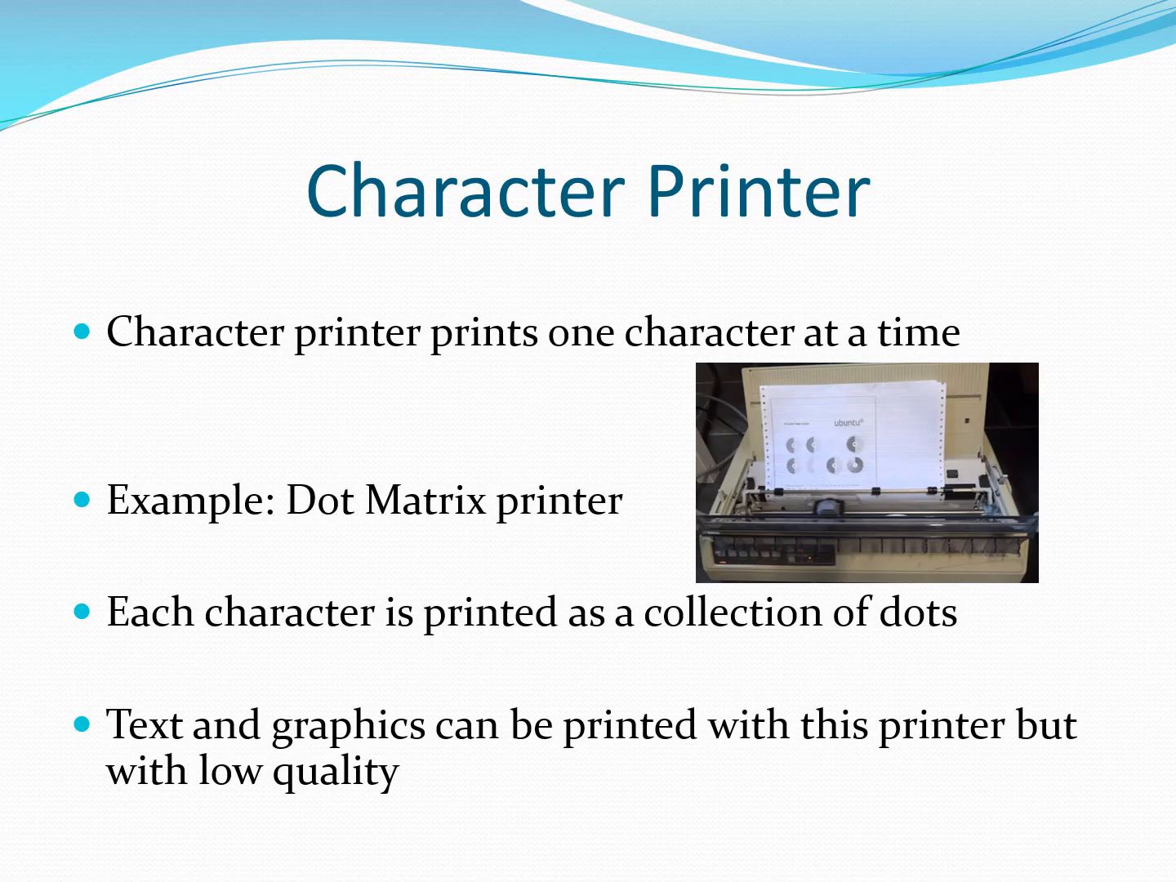Character printer. Character printer prints one character at a time. For example, dot matrix printer. Each character is printed as a collection of dots. Text and graphics can be printed with this printer but with low quality.